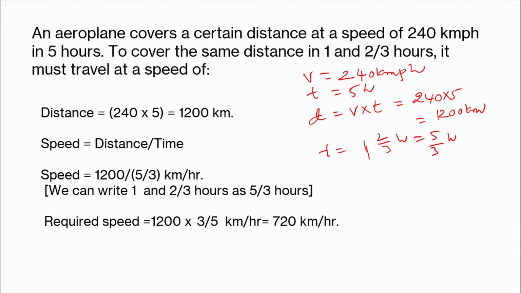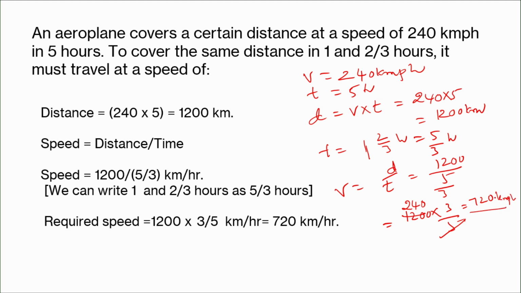Now you have to find the speed it must travel at. Distance is 1200 kilometers, time is 5 by 3 hours. So speed equals distance by time, that is 1200 by 5 by 3, or 1200 into 3 by 5, correct? So 5 twos are 240, 240 into 3 is 720. 720 kmph, kilometer per hour.